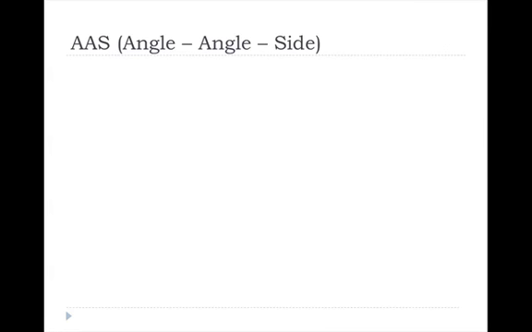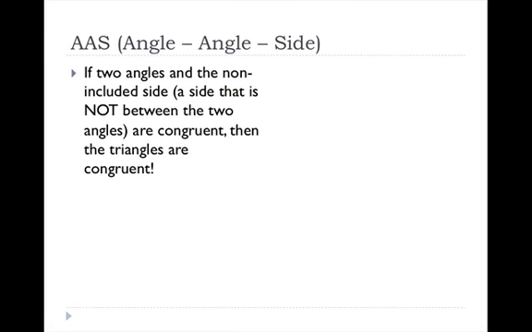All right, the last one is angle angle side. Now, angle angle side has two angles and a side, but the side is not included this time. So if two angles and the non-included side, a side that is not between the two angles, are congruent, then the triangles are automatically congruent.